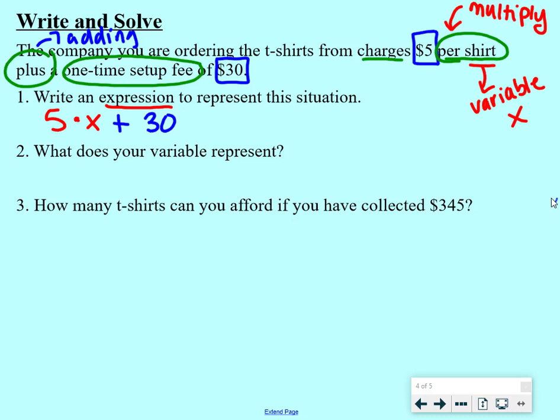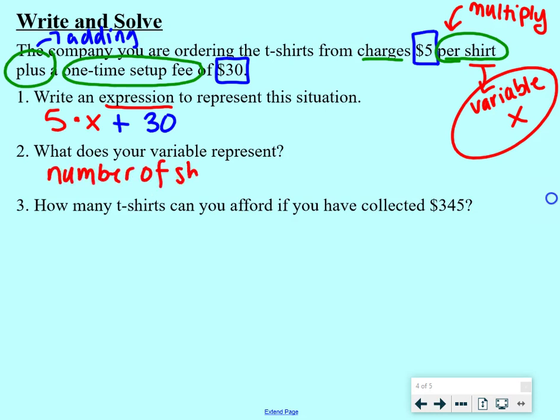What does your variable represent? We always want to know what our variable means, and in this case, it's the number of shirts that we bought. We talked about that as we were setting up our expression. So we would write out number of shirts purchased.